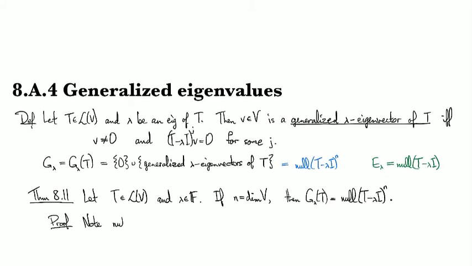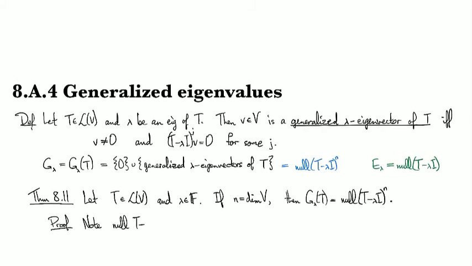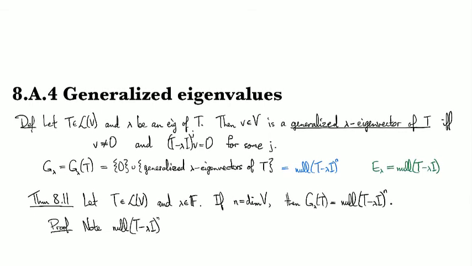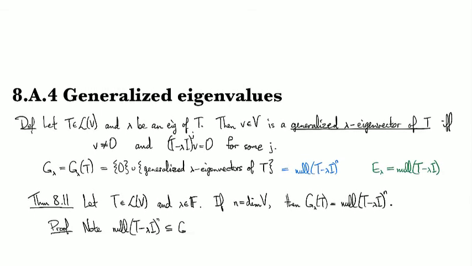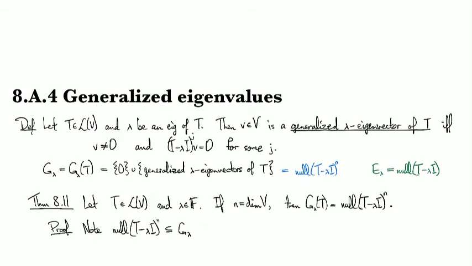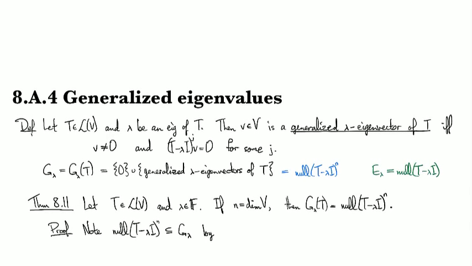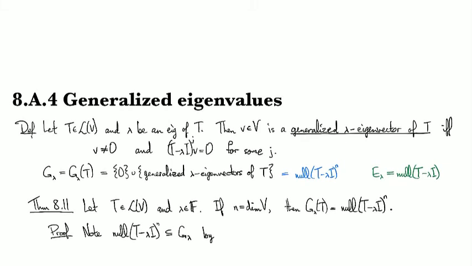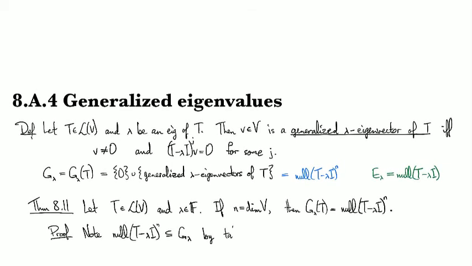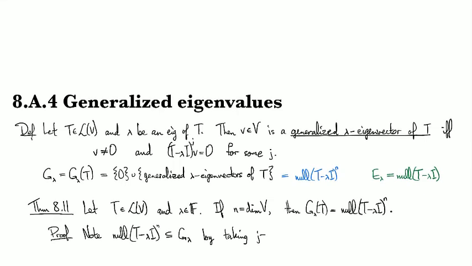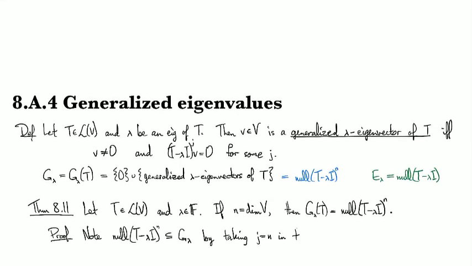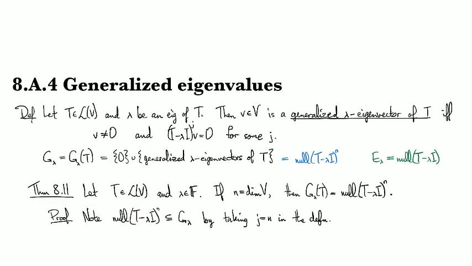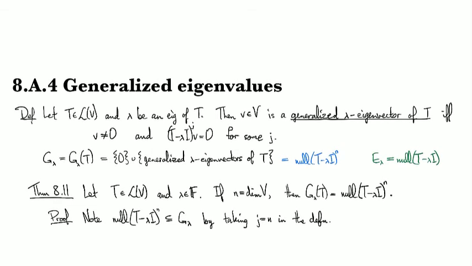And so for the proof, we already have one direction of the containment. The null space of (T minus lambda I)^n is going to be contained in G lambda, because the definition of G lambda is for some j, and so here if we just take j equal to n in the definition, then it comes immediately. Okay, so that gives us one containment.